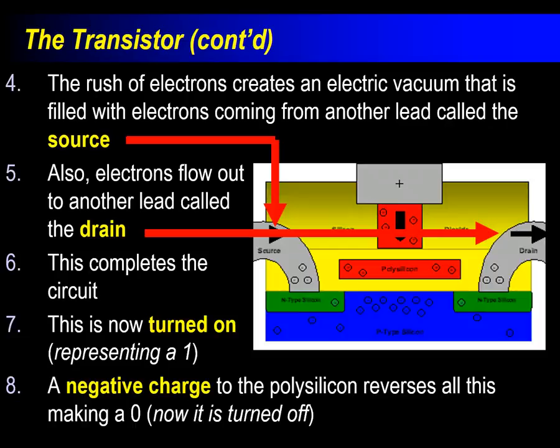If I switch this to a negative charge, then it essentially turns it off. So just by applying a positive or negative charge, I can set this piece of transistor into an on or off state. It's very simple. This is a kind of a complex diagram, but the actual process is super simple. And remember, this is happening at a very small, microscopic level.